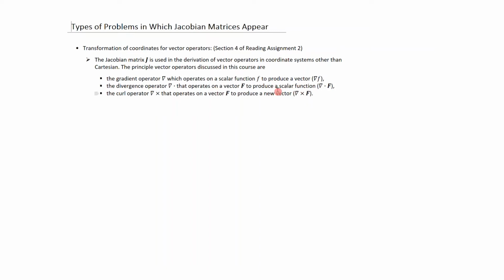Now, these things in this course are going to be dealt with in Cartesian coordinate systems, but if you were to go into new coordinate systems, you would need to do transformations to figure out what these would look like in the new coordinate system. This is where the Jacobian matrix plays a very important role.